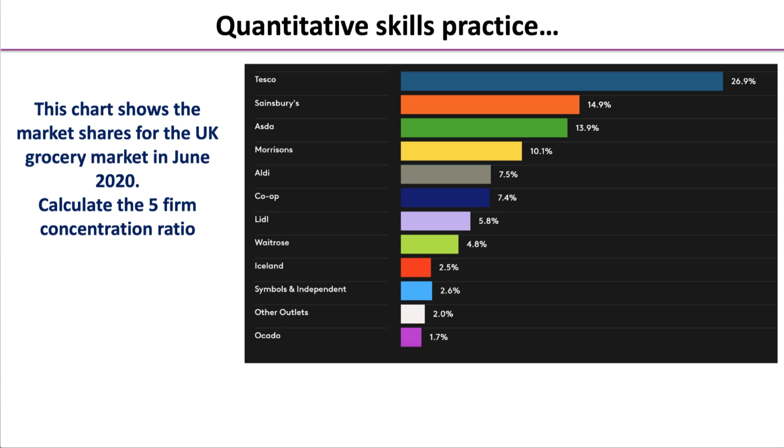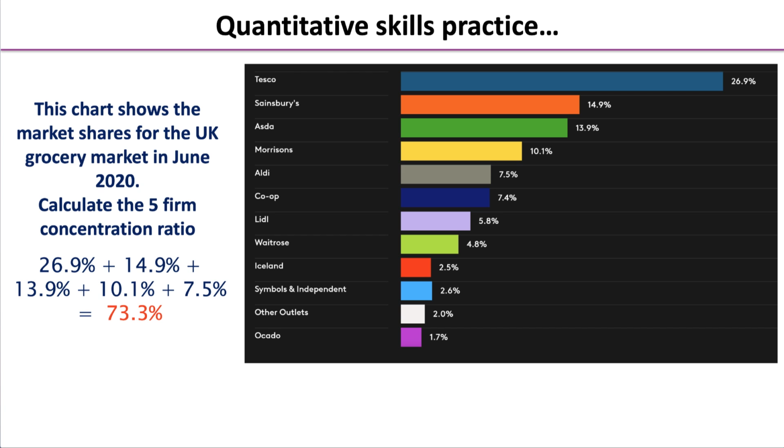Let's have a look at some quantitative skills practice. On screen you can see some market share statistics of the UK grocery market. I think I might have been a little bit out before with my reference to Tesco. The chart shows the market share for the UK grocery market in June 2020. What we'd like you to have a go at is to calculate the 5-firm concentration ratio. If you recall the previous definition with regard to what the 5-firm concentration ratio is, pause the video now and have a go.